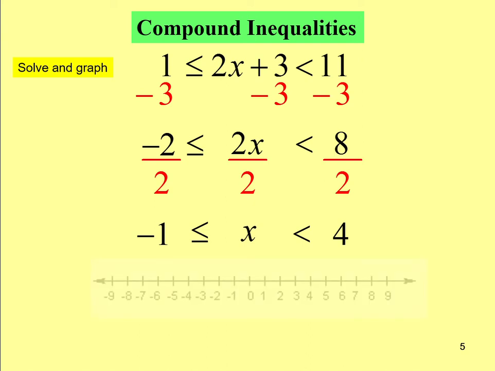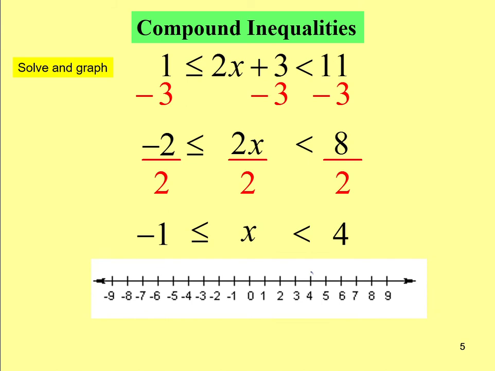To draw the graph of that, we have an open circle at 4, solid dot at -1, and shading in between. In interval notation, we would say -1, 4. The number on the left, number on the right. The bracket on the left of the -1 means it has the equal sign on it. It is included. The parentheses on the 4, no equal sign, means it's not included.